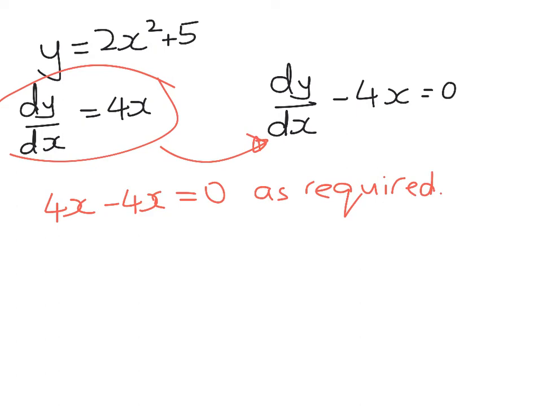We've shown that whenever we've got x and y linked in this way, this relationship here is true. So it's a solution. On the next slide we're going to try another one. Okay, this time I want you to try and show that y equals e to the power of 4x is a solution to this: dy by dx minus 4y equals 0.